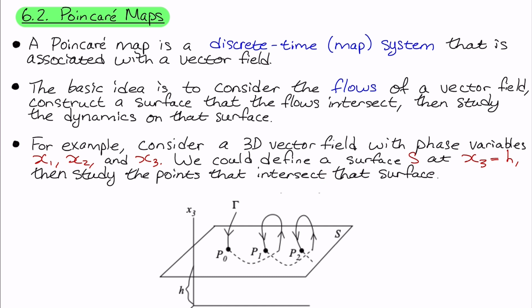So the basic idea is to consider the flows of the vector field. And if you recall, the flows are in a sense the motion of the phase space in whatever higher dimension that might be. And then you consider those flows and construct some kind of surface that the flows will always intersect, and then study the dynamics on that surface rather than trying to consider the entire flow. We just consider what's going on on that particular surface. And then if we change that surface, we can also study what happens under different conditions.